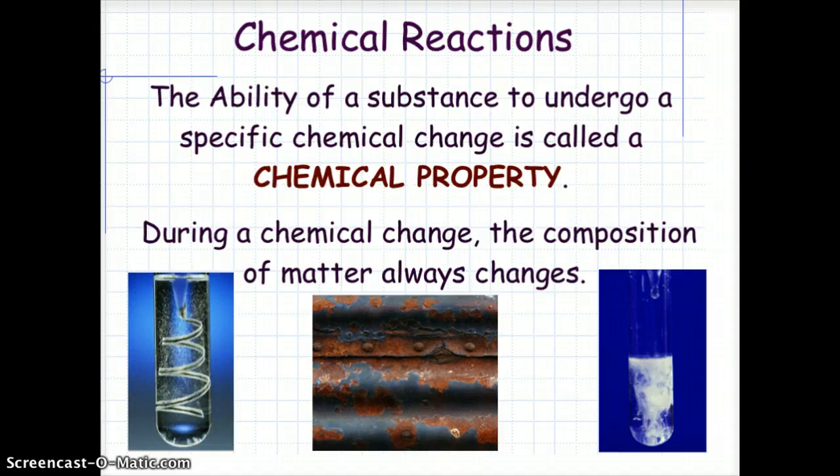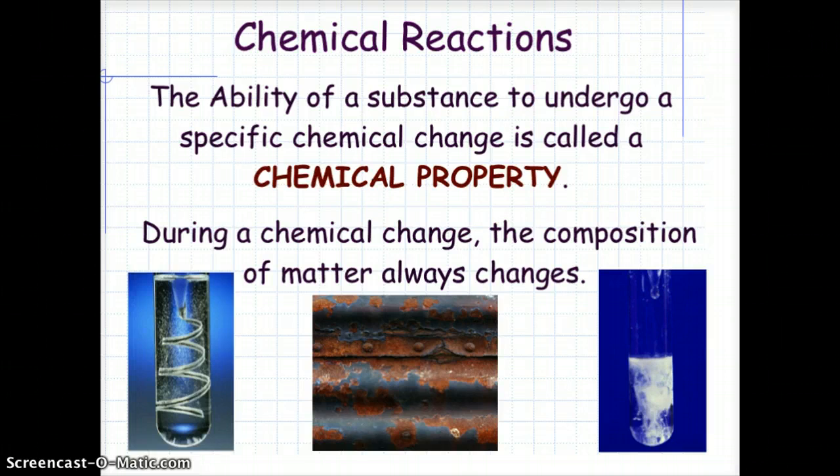So here on the left, we have an image of a strip of magnesium and hydrochloric acid. And whenever you put metal in an acid, hydrogen gas will always be released. So we know that for this chemical property, a metal in an acid will produce hydrogen gas. Here we have that same picture we showed in the previous video of the strips of iron rusted, and we know that iron, when exposed to oxygen, especially in the presence of moisture, will form rust.